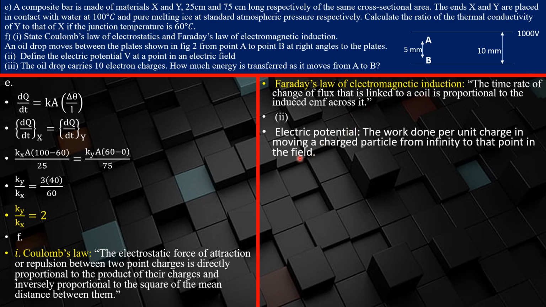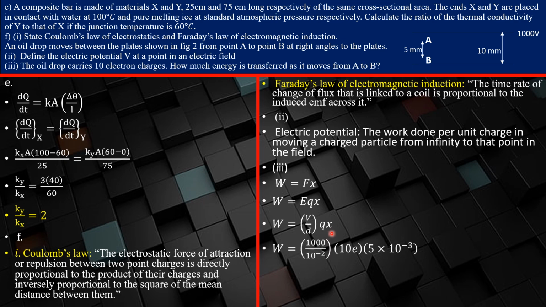Okay, so electric potential: the work done per unit charge in moving a charged particle from infinity to that point in the field. Roman 3, we want to calculate the work done in moving a particle from A to B. So work done is normally F times x, right? But what is F? Force in an electric field is basically EQ. So E here, since it is a uniform field, is basically V on d. So V on d there is my E, multiplied by Q times x.